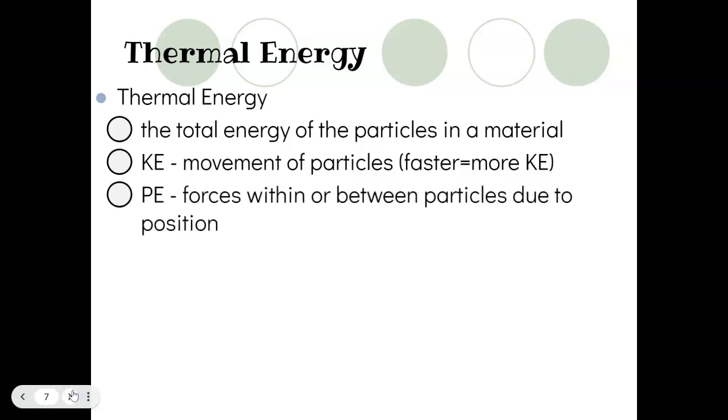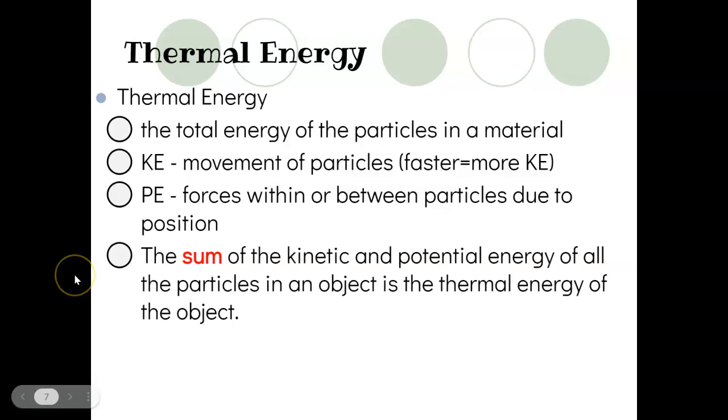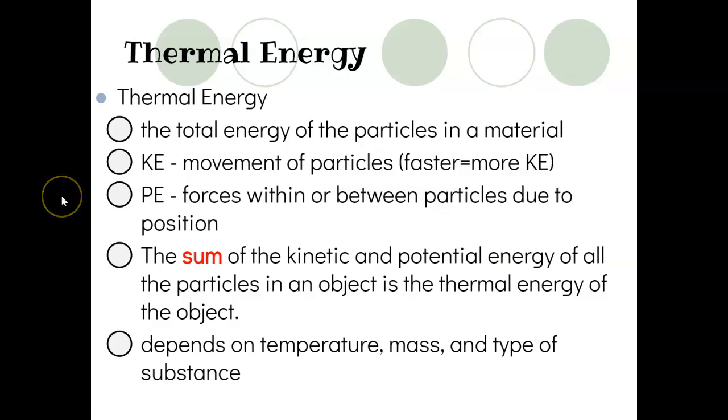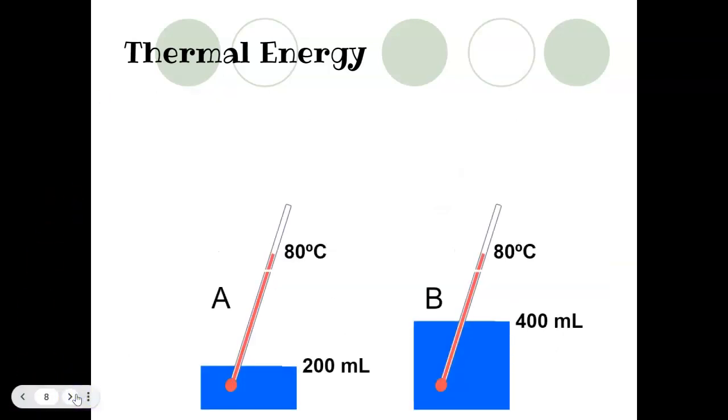The potential energy, again, refers to the forces within or between particles due to the position of that object. So the sum of the kinetic and potential energy of all the particles in an object is the thermal energy of the object. Thermal energy is the sum of the kinetic and the potential energy. Now, you're not going to have to do calculations for this, but we do need to know the definition of thermal energy. Thermal energy will depend on temperature, mass, and the type of substance as well.